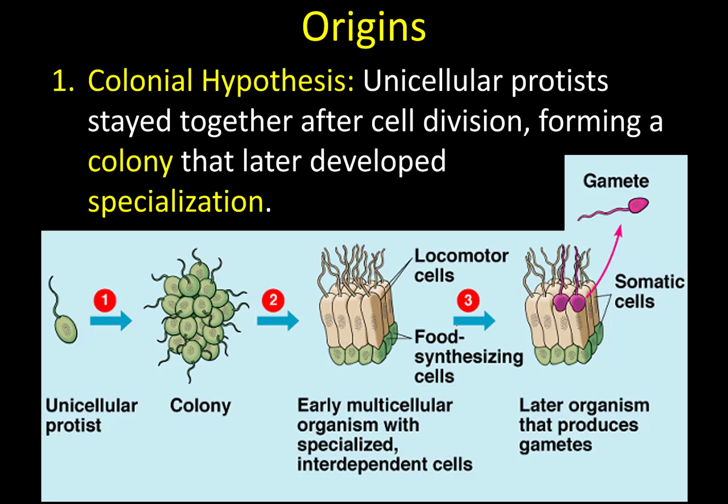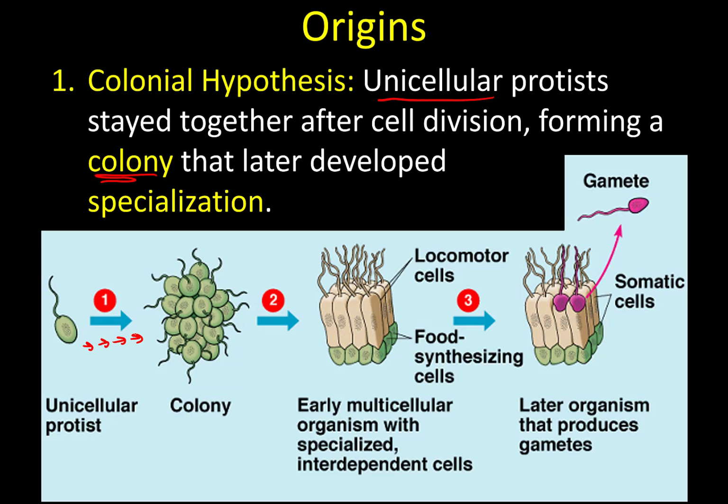The colonial hypothesis states that unicellular protists stayed together after cell division, which formed colonies. So our unicellular protists down here, instead of undergoing cell division, resulting in two copies of themselves, which would then leave and swim off in opposite directions, the copies that were created when this protist would divide just stayed together. So after many, many, many rounds of cell division, a colony of many individual protists was formed.